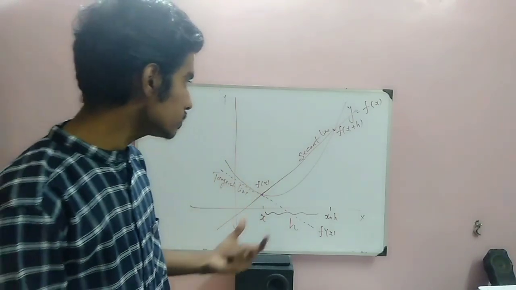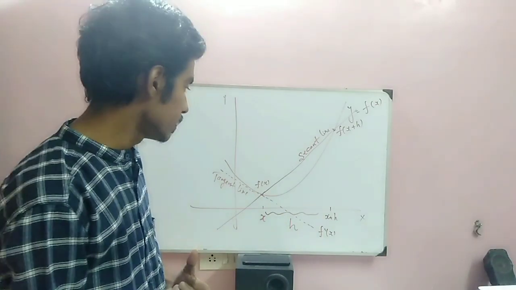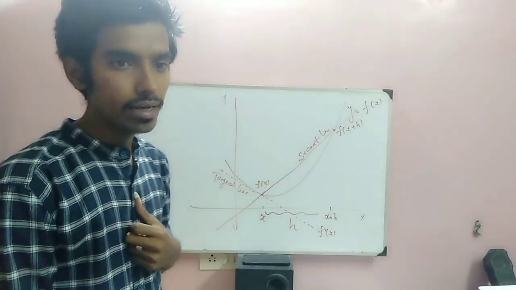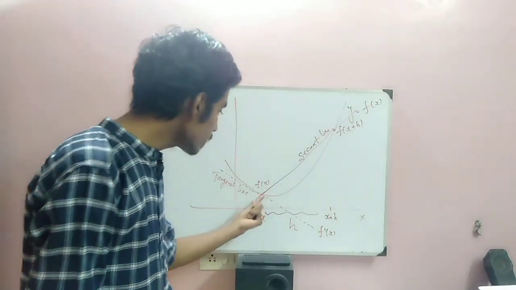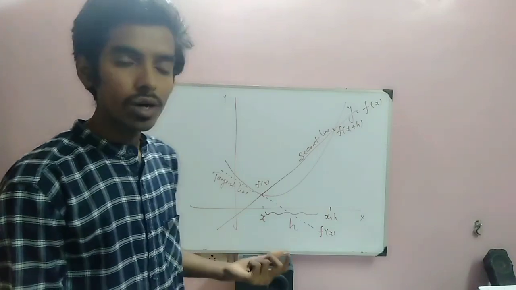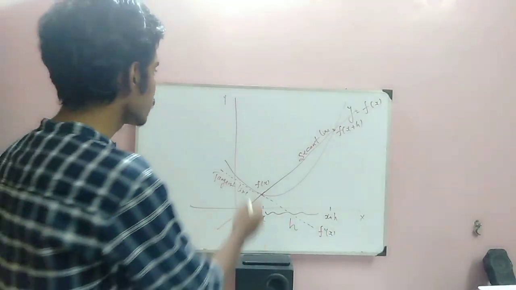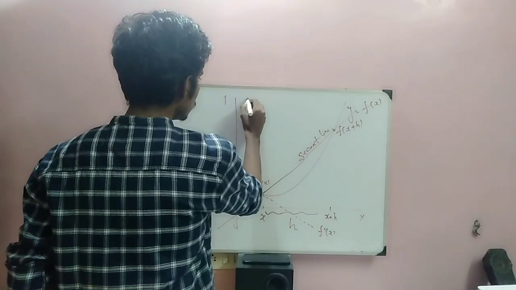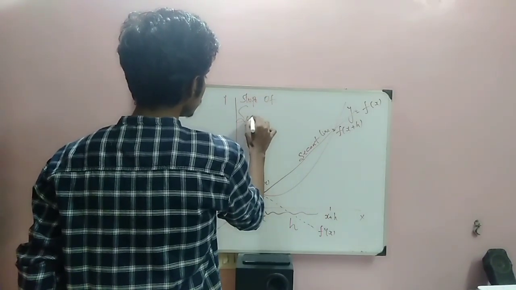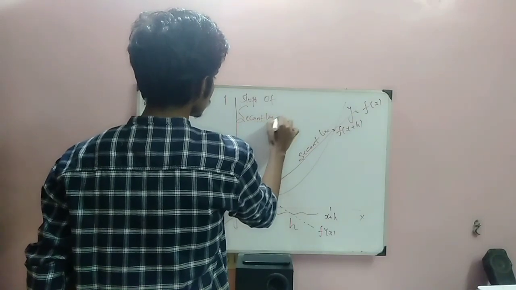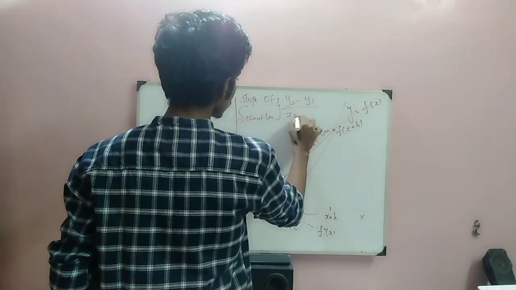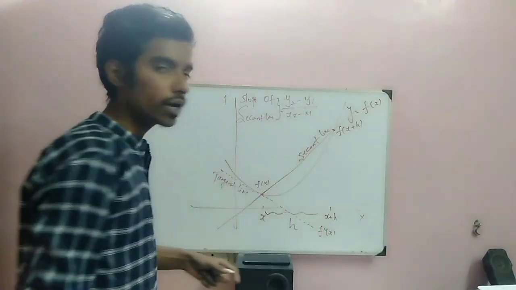So what I did is I have taken a secant line. Now I am going to find the slope for the secant line, right? I can find the slope. Why? Because I have 2 points on this curve, this point and this point. So what is the slope formula for a line? The slope of the secant line is y2 minus y1 divided by x2 minus x1. This is the slope for the secant line.